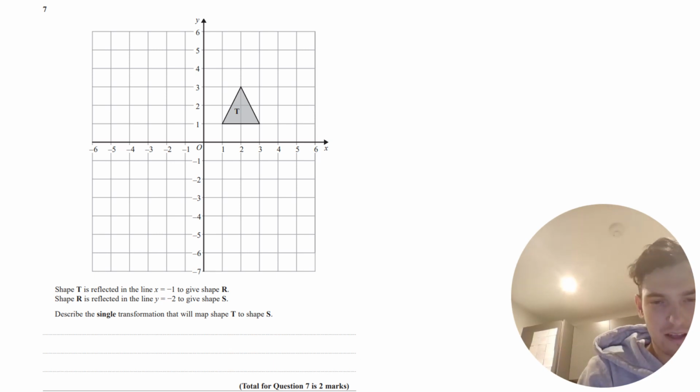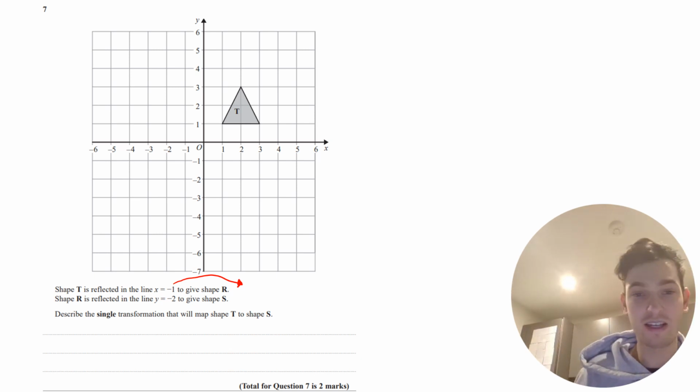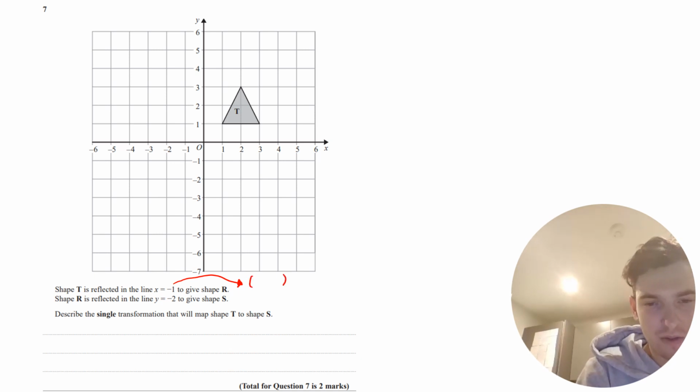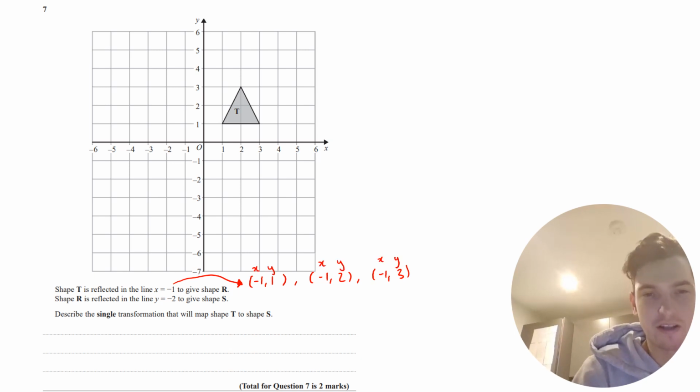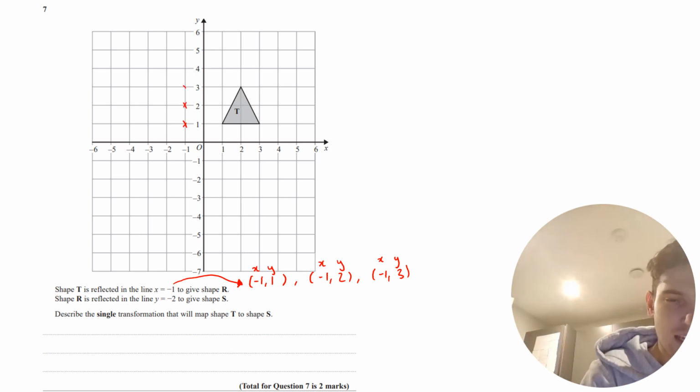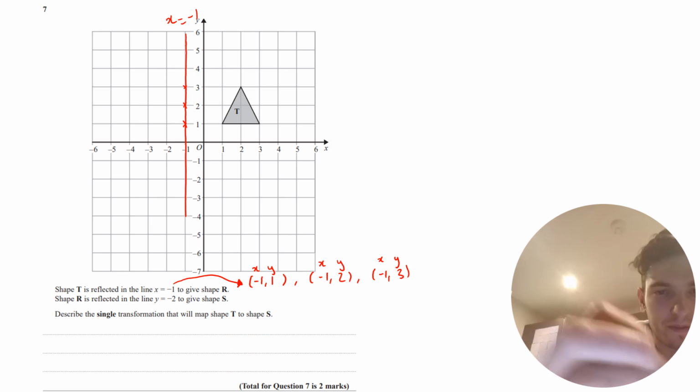So remember, if I'm not sure if these are horizontal and vertical, I'm going to just list some coordinates that are definitely on this line. So my x coordinate is minus 1, so this coordinate is going to be on the line, this coordinate is going to be on the line, this coordinate is going to be on the line, because my x coordinate is always minus 1. So let's find those points. That is here, here, and here. So this here is my line x equals minus 1.